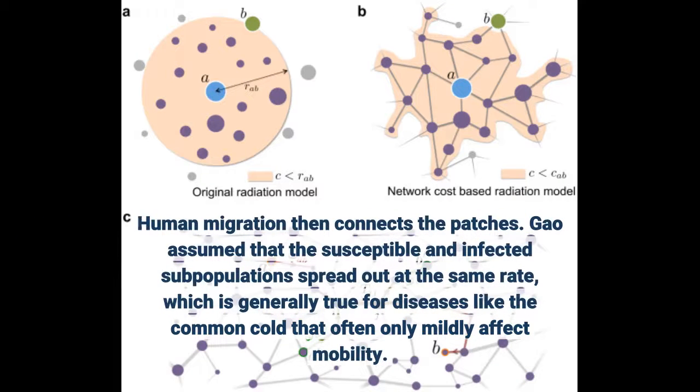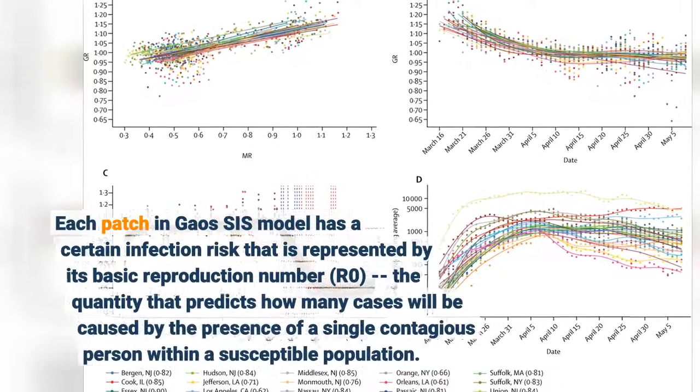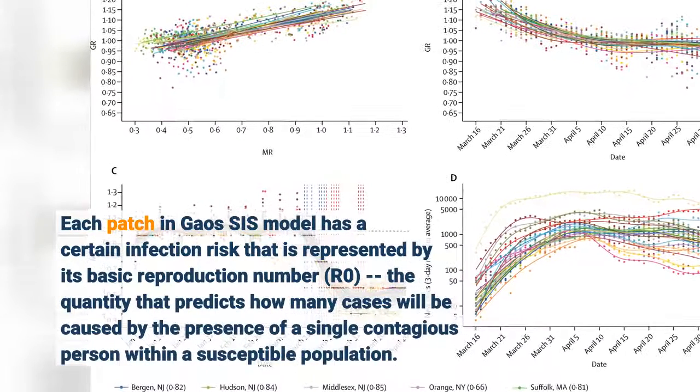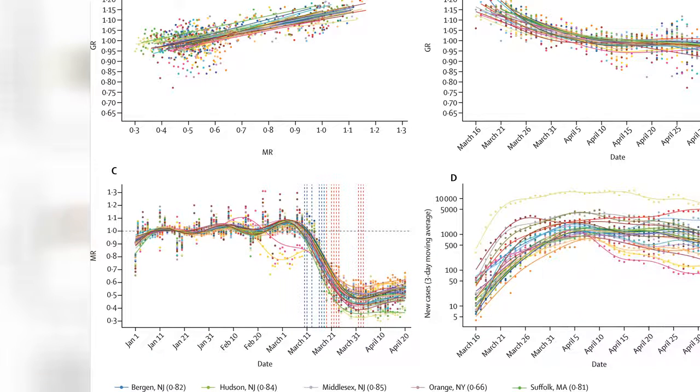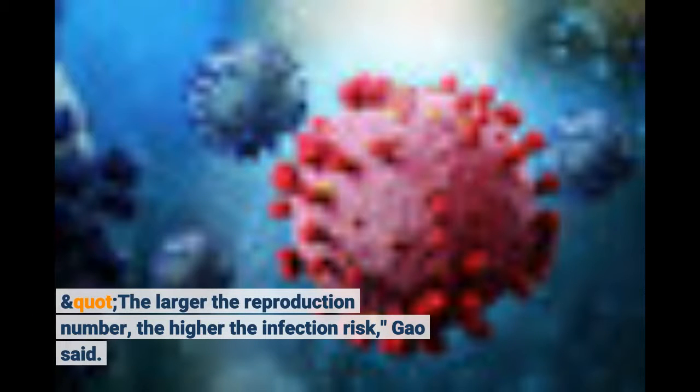Gao assumed that the susceptible and infected subpopulations spread out at the same rate, which is generally true for diseases like the common cold that often only mildly affect mobility. Each patch in Gao's SIS model has a certain infection risk that is represented by its basic reproduction number, R0, the quantity that predicts how many cases will be caused by the presence of a single contagious person within a susceptible population. The larger the reproduction number, the higher the infection risk, Gao said.